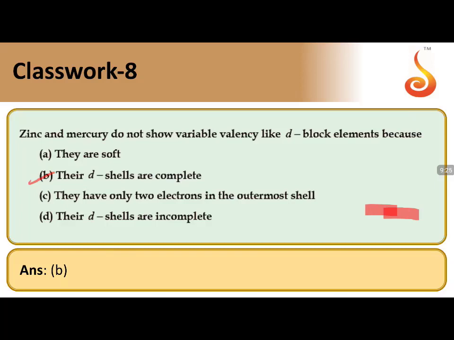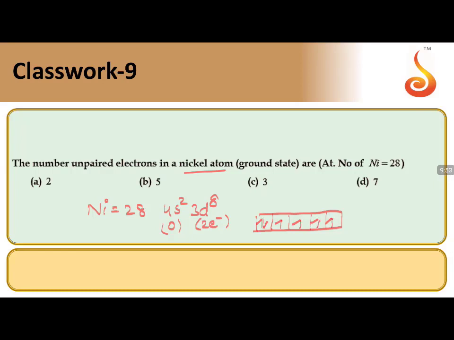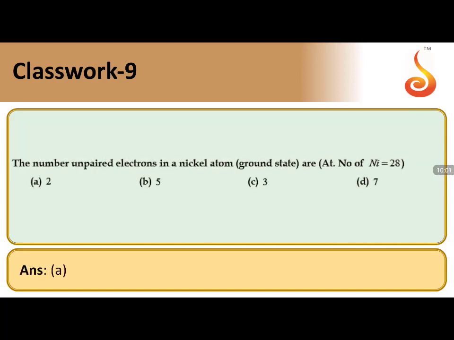Coming to question number 9, the number of unpaired electrons in nickel atom. Nickel atomic number is going to be 28. So it is going to be written as 4s2 3d8 configuration. So in 4s there are no unpaired electrons, 0. Here we have 2 unpaired electrons. If you take the d8 configuration, 1, 2, 3, 4, 5, 6, 7, 8, you have 2 unpaired electrons left out. So the answer is option A, 2 unpaired electrons.